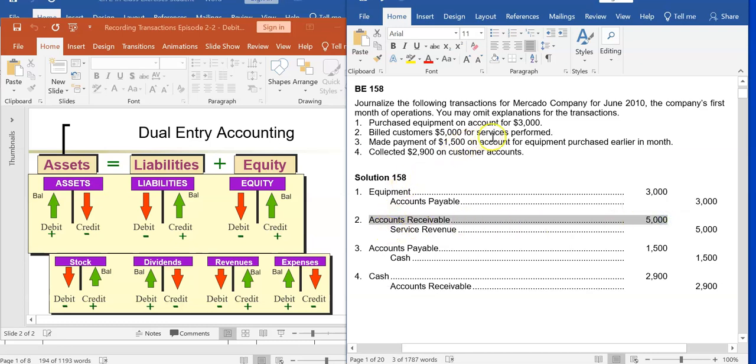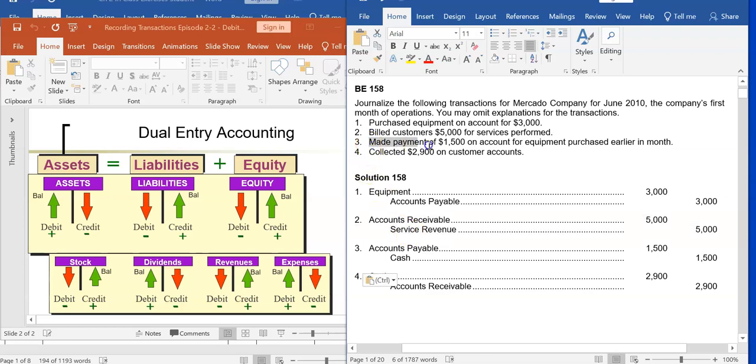The other account affected is revenues. The company has earned revenues because the services have been performed. Revenues are increasing. Revenues have a credit balance. To increase the revenue account, we are going to credit it. So here is our credit to service revenue. This journal entry is in good form and it is complete. The account being debited is first. The account being credited is after. The total dollar amount of debits equals the total dollar amount of credits. And there is at least one account debited and at least one account credited.